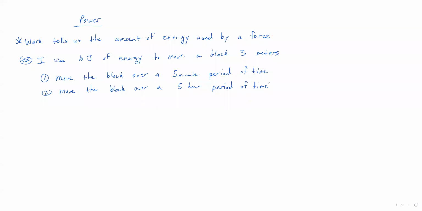So suppose that I move the block over a 5-minute period of time. So it takes 5 minutes to move the block 3 meters. But then I'm really slow, and over a second period of time of 5 hours, I move it its next 3 meters. So there's clearly a difference, right? Because it's taking me more time to move it with option 2 than with option 1.